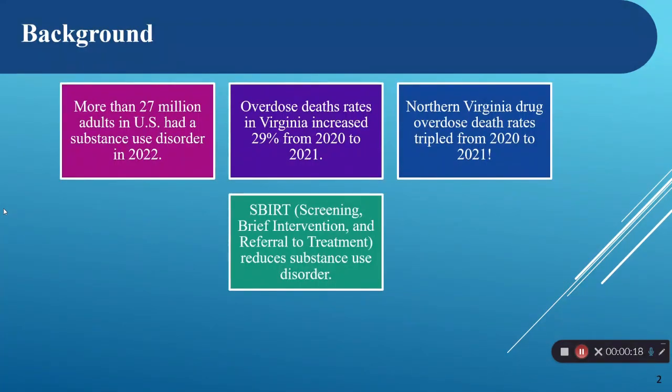Why am I bringing SBIRT to the MAP clinic? Well, more than 27 million adults in the U.S. had a substance use disorder in 2022. Overdose rates in Virginia increased 29% from 2020 to 2021, and in Northern Virginia, drug overdose death rates tripled from 2020 to 2021. What is SBIRT? SBIRT stands for Screening, Brief Intervention, and Referral to Treatment, and reduces substance use disorder. It's proven in evidence-based practice.